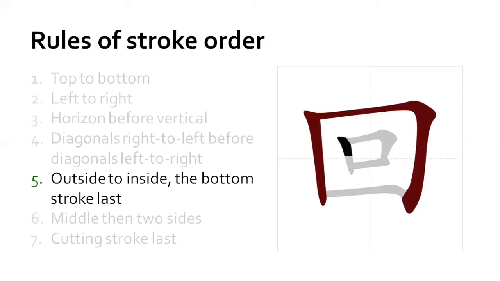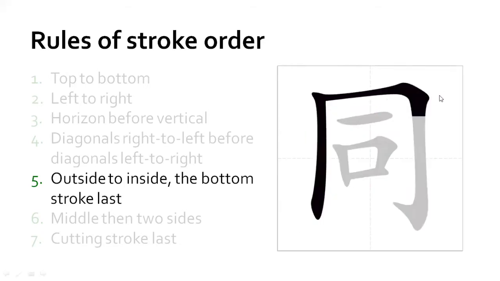Outside to inside, the bottom stroke later. Outside enclosing components are written before inside. You see, the outside components are written before inside components. And then the bottom stroke in the enclosure is written last. See here. But an enclosure might have no bottom stroke, just like these characters. See, this enclosure has no bottom stroke.